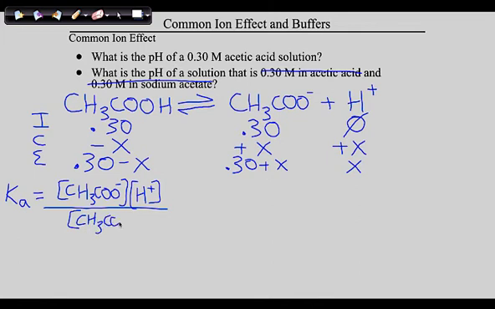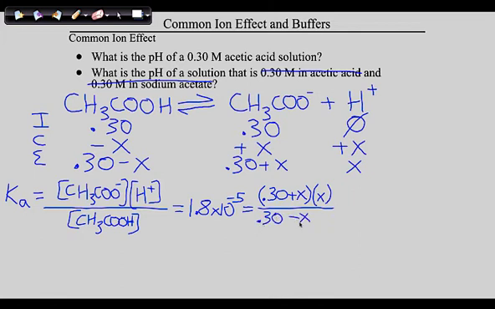All right. So guys, let's do this. What do we do from here? Check this out. We are going to go with our Ka, 1.8 times 10 to the negative fifth, and that is going to be equal to, watch how this changes now. It's no longer x squared in the numerator. It is now 0.30 plus x times x divided by 0.30 minus x. Can you imagine trying to solve this for x?